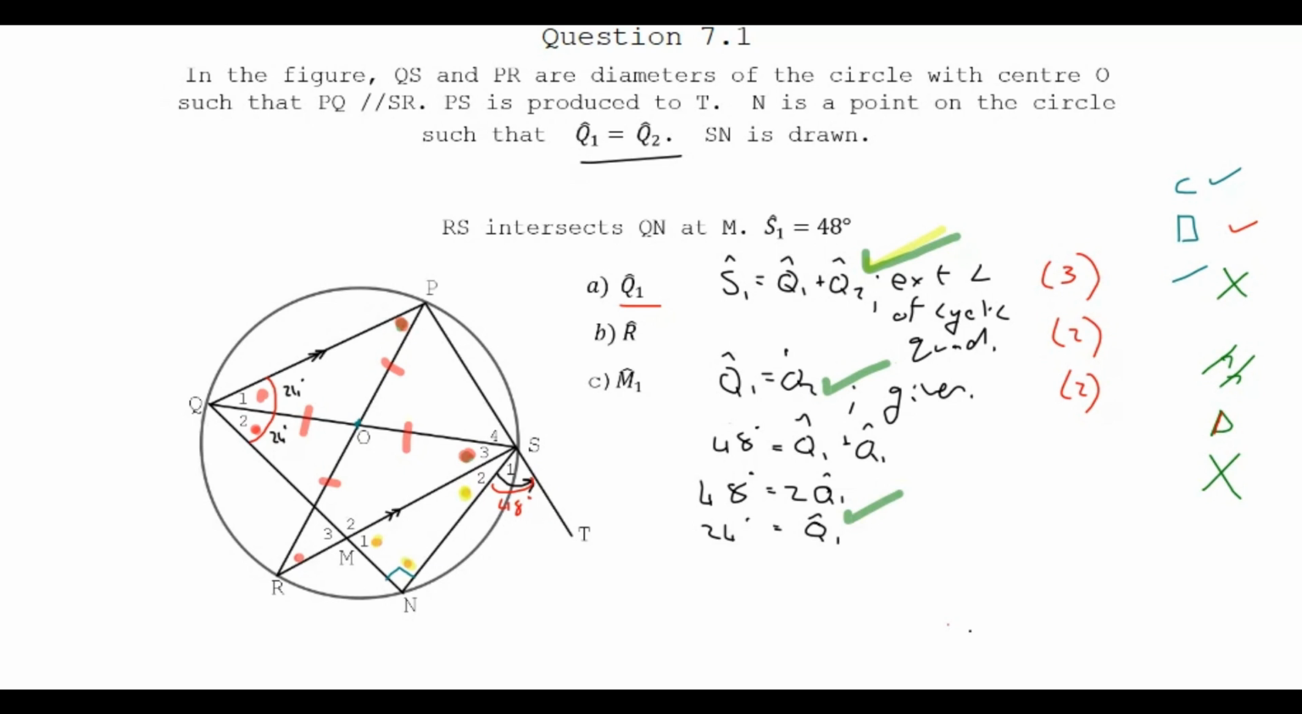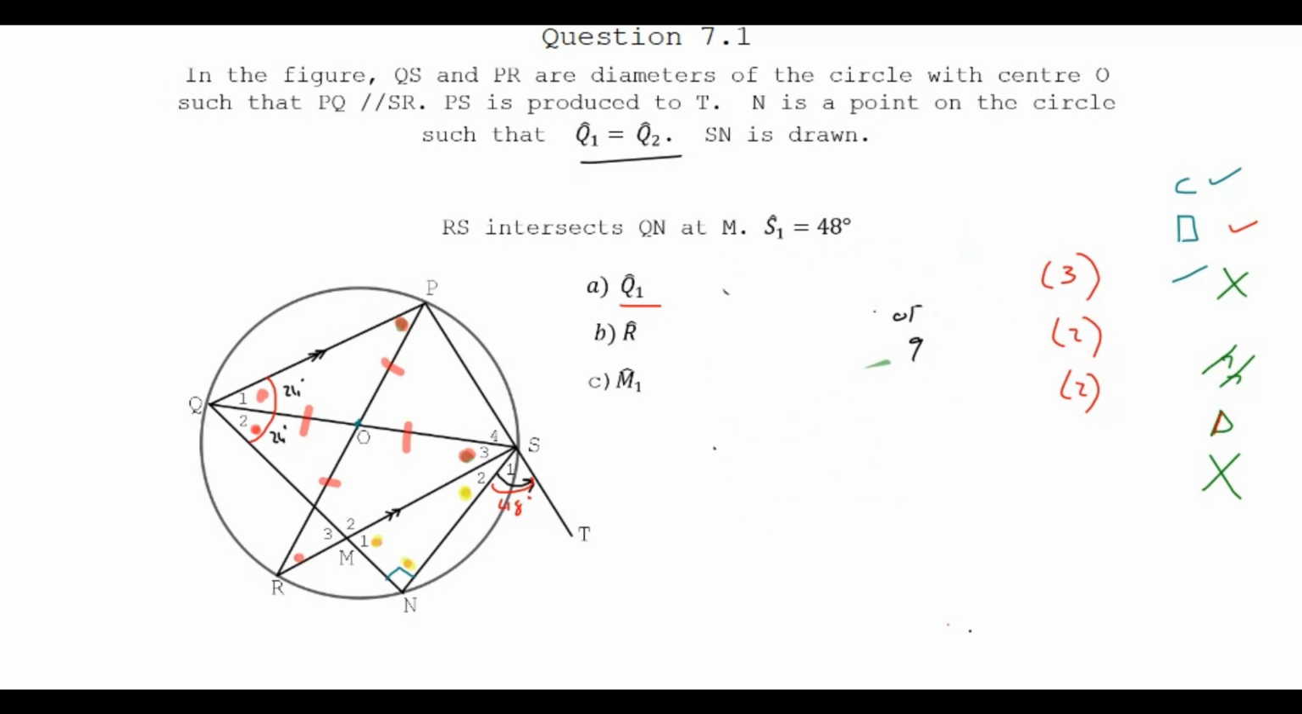Now, for the second one, they want us to solve for angle R. Okie dokie. Let us get started. So, angle R we mentioned was equal to angle Q1, which has now been solved as 24 degrees. What would our angle be there? Well, those are angles in the same segment. That is theorem 6. So R here is 24 degrees. 2 marks, 1 for statement, 1 for reason.